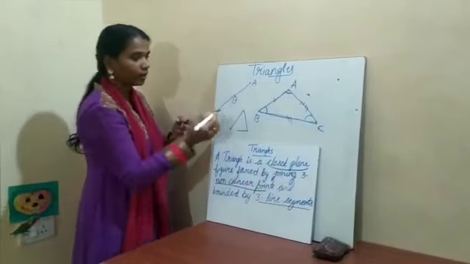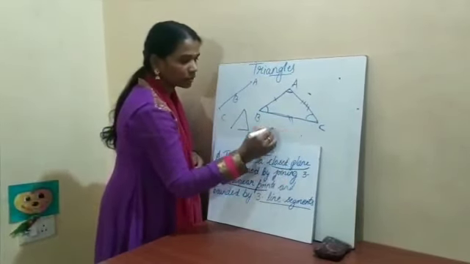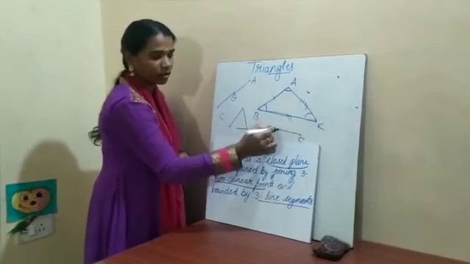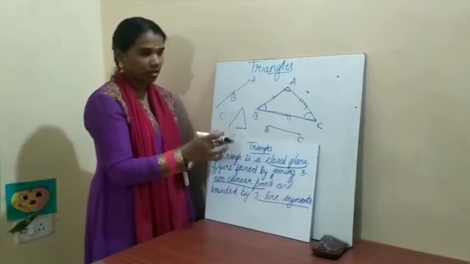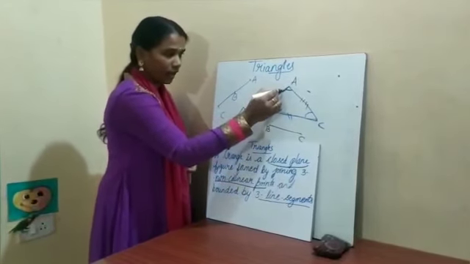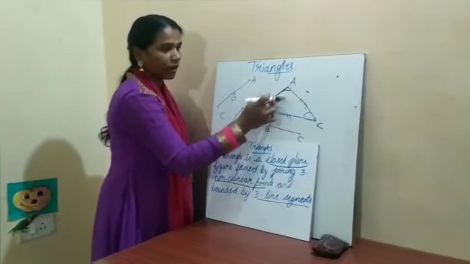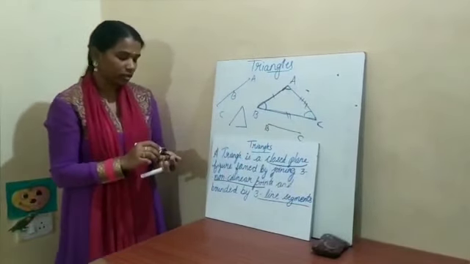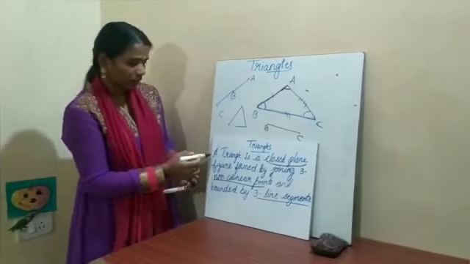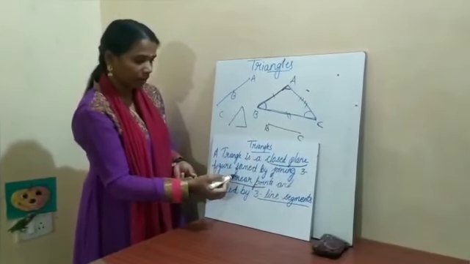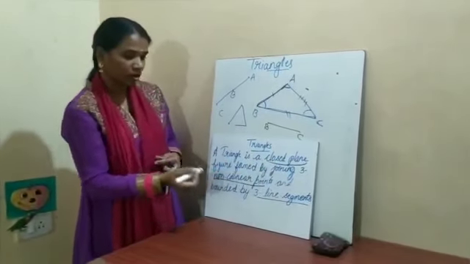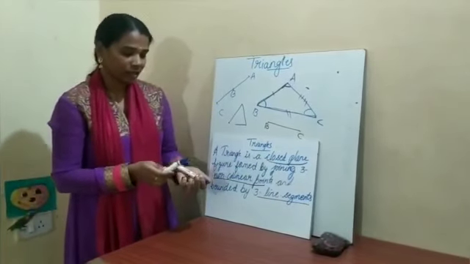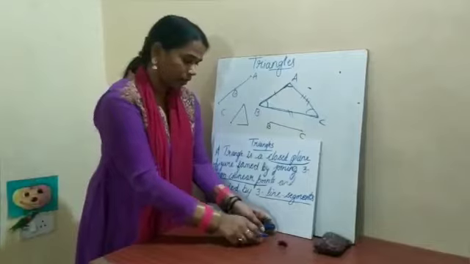I have taught you already that a line segment has 2 fixed endpoints and also a fixed length. So in a triangle also it has fixed endpoints: AB, BC and AC. So this is the definition of a triangle. I repeat once again: a triangle is a closed plane figure formed by joining 3 non-collinear points and bounded by 3 line segments.